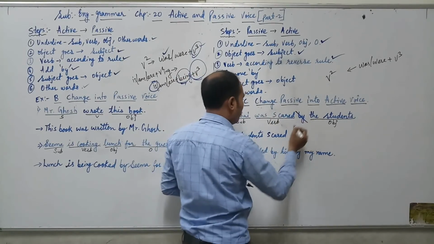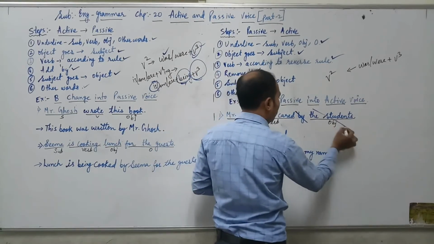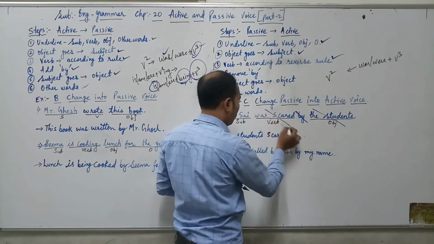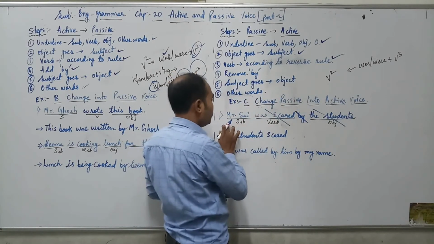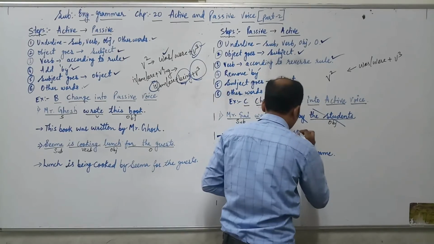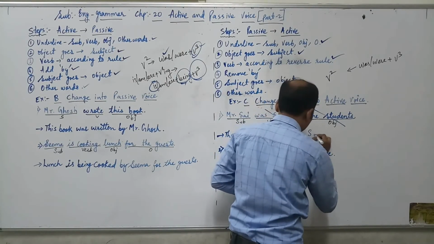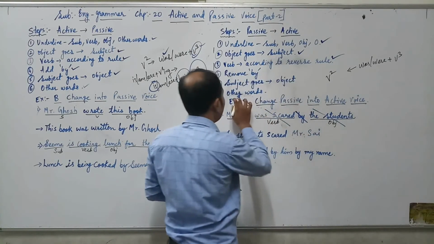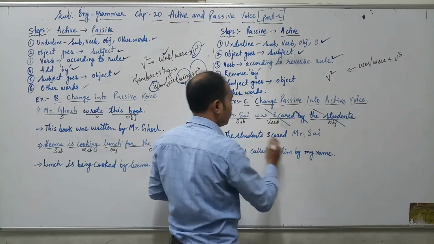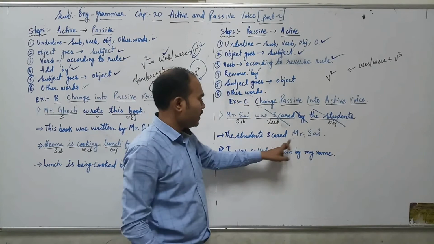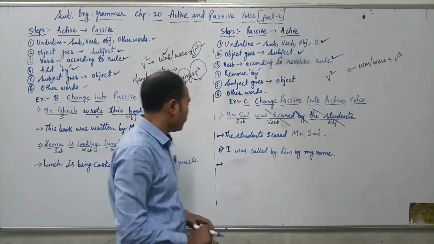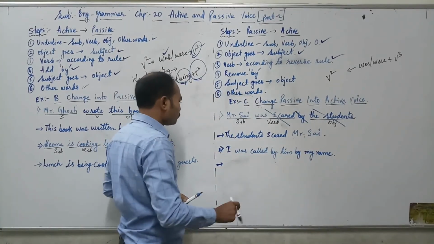By will be removed. Okay, we have selected the object. Verb also done. Now finally, subject goes to the place of object. Mr. Sai. And there is no other word. Full stop. So your answer is the students scared Mr. Sai. Now question number 2.